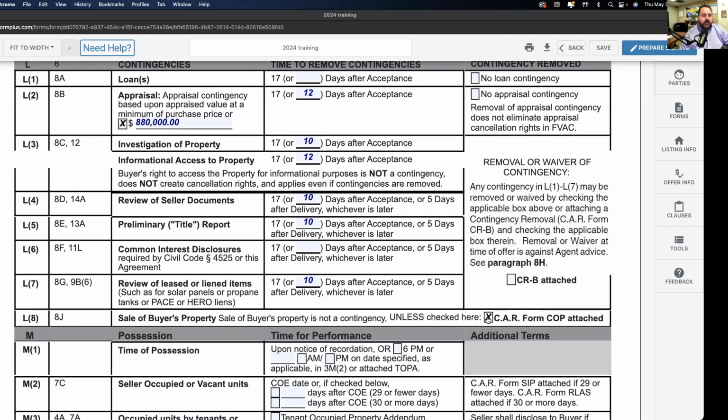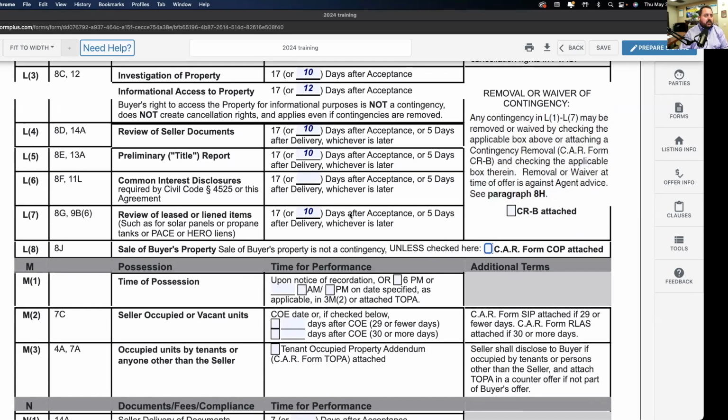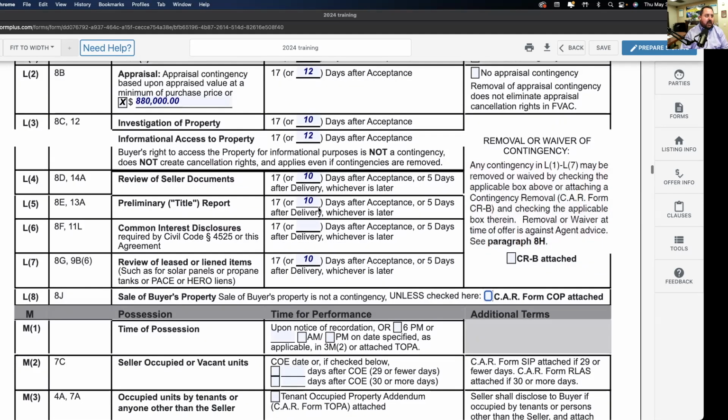Sale of buyer's property, you only need to check this off if your buyer is selling a home to purchase this one, and then that would include the COP form. In this case, we're not. We're just regular purchasers. Okay, questions about anything that we looked at in paragraph 3L? Anybody have any questions? Any questions? Okay, good. Let's move on.